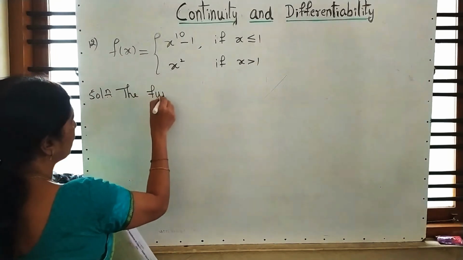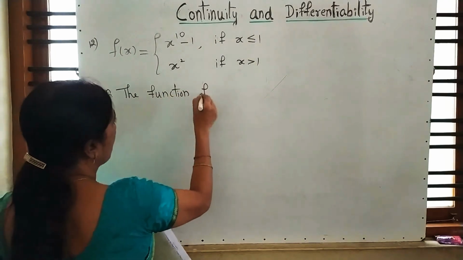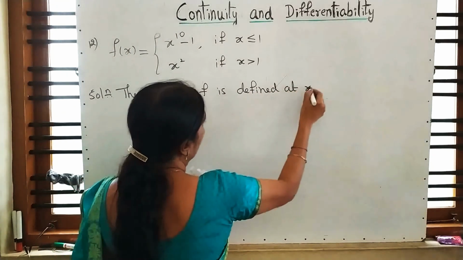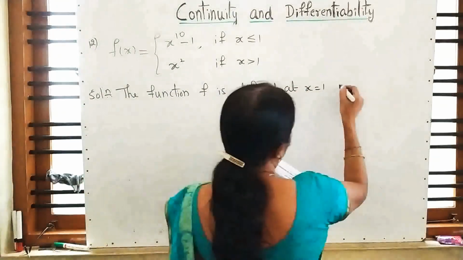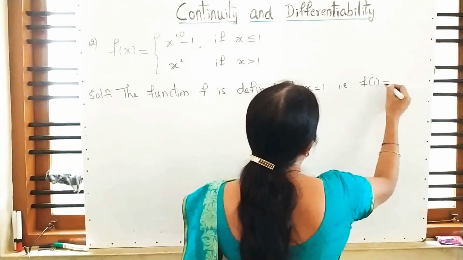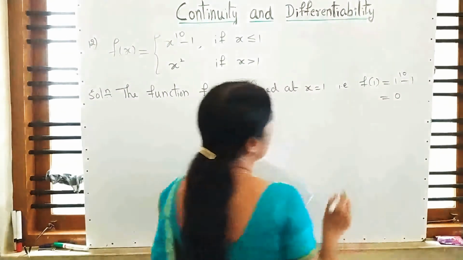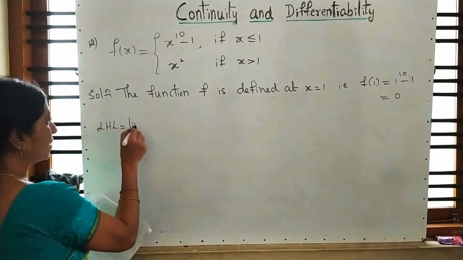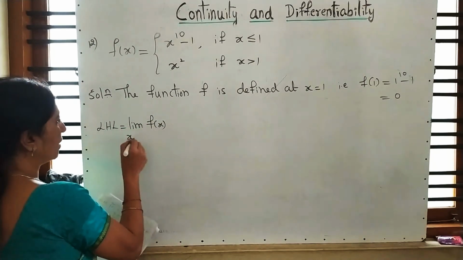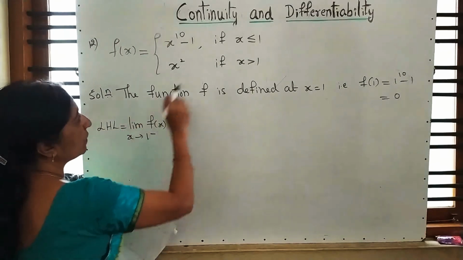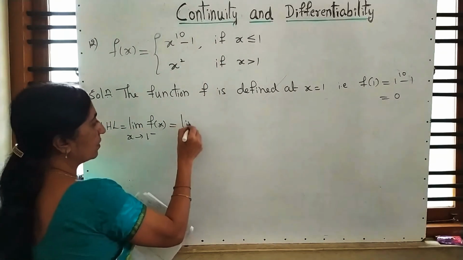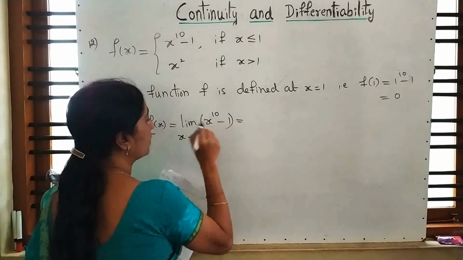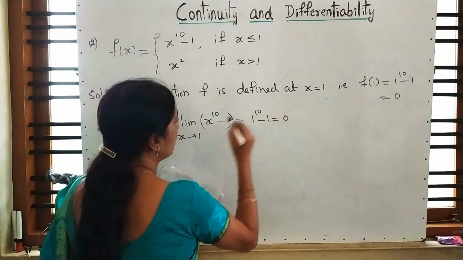The function f is defined at x is equal to 1. That is f of 1 is 1 raised to 10 minus 1, that is 0. Now go for a left hand limit. Left hand limit is limit f of x as x tends to 1 minus. So which function are you selecting? We are selecting the first one. Limit x to the power 10 minus 1 as x tends to 1. Here in place of x, if you write 1, your answer will be 0.